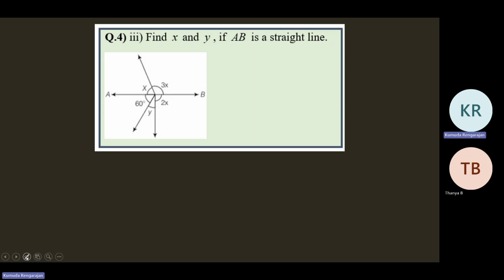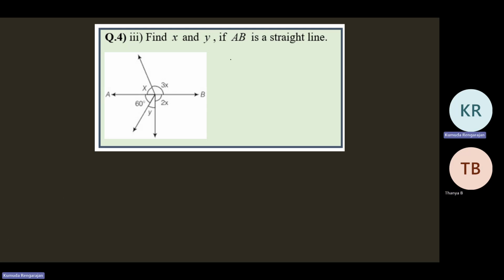Find X and Y. Do you want to say something about the answer? Is it 2x? X is equal to 2x and y is equal to 3x. Or should we find with equations?